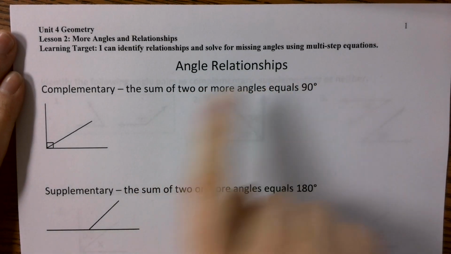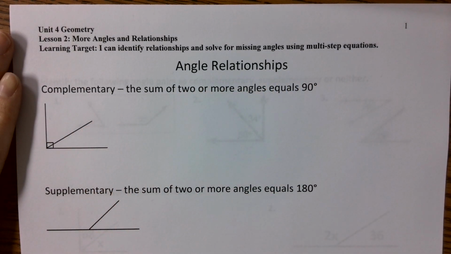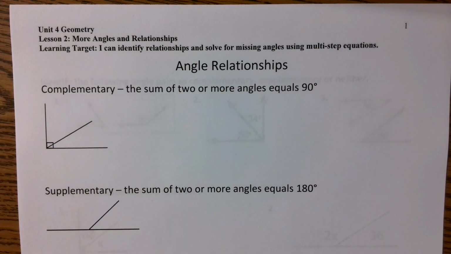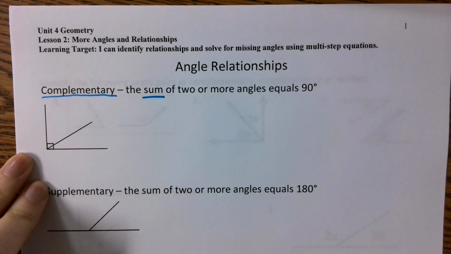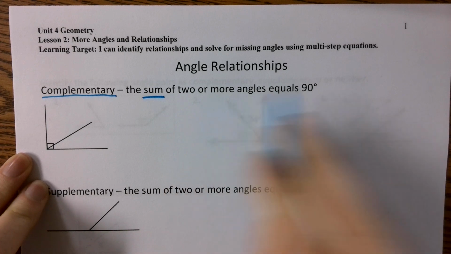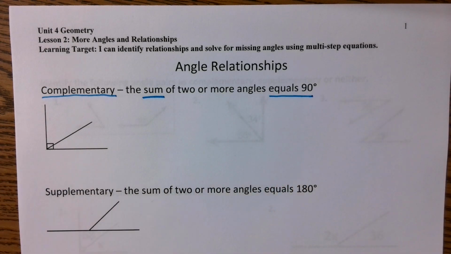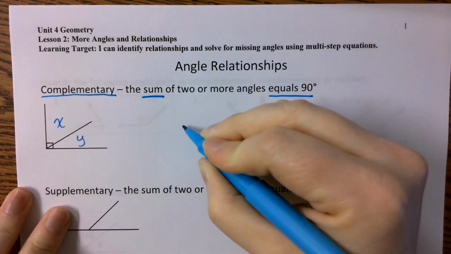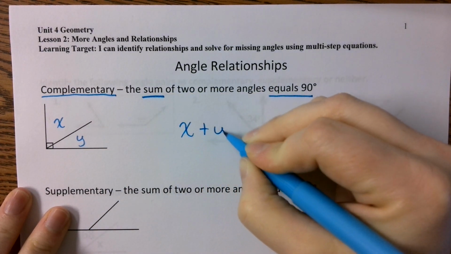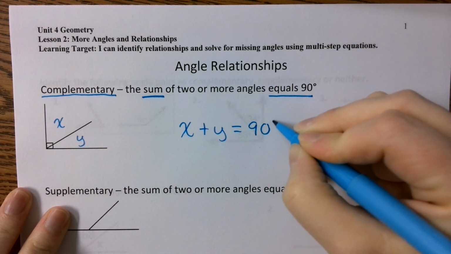So our angle relationships, as just a review, remember when we talked about complementary angle relationships? Complementary angle relationships meant that you had the sum, which means that you were adding two or more angles, and it's going to have a sum that is equal to 90. So for example, if this was x and this was y, we said that x plus y was going to be equal to 90 degrees.